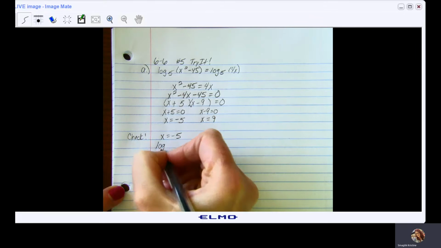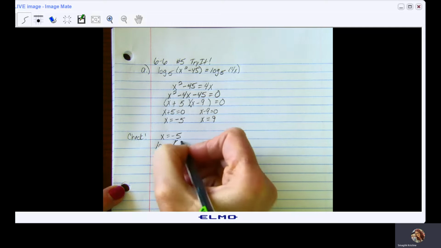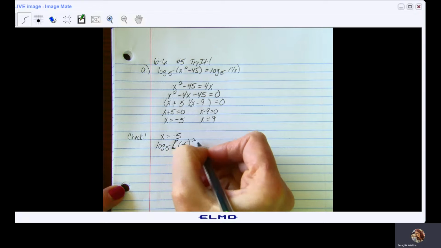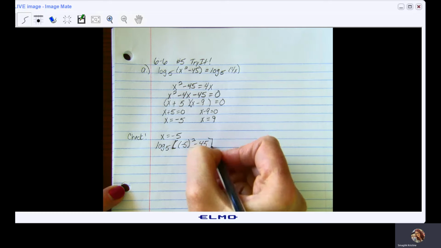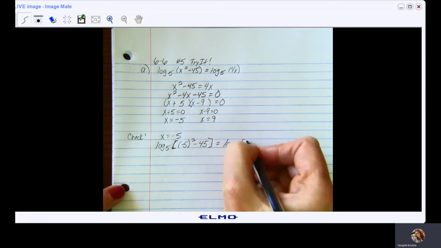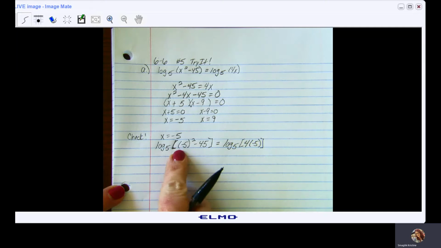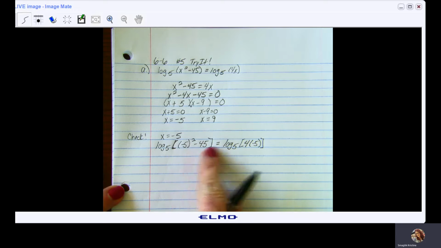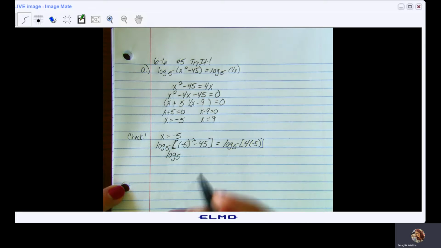So I have log base 5 of the quantity negative 5 squared minus 45 equals log base 5 of 4 times negative 5. Already I can see something's not going to work out right. This is going to be 25 minus 45, that's going to get me a negative number. 4 times negative 5, that's also a negative number. Logarithms are not defined for negative numbers.